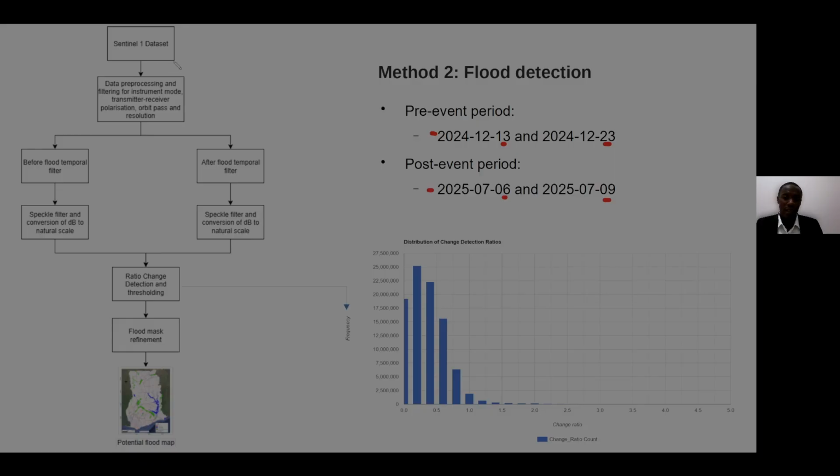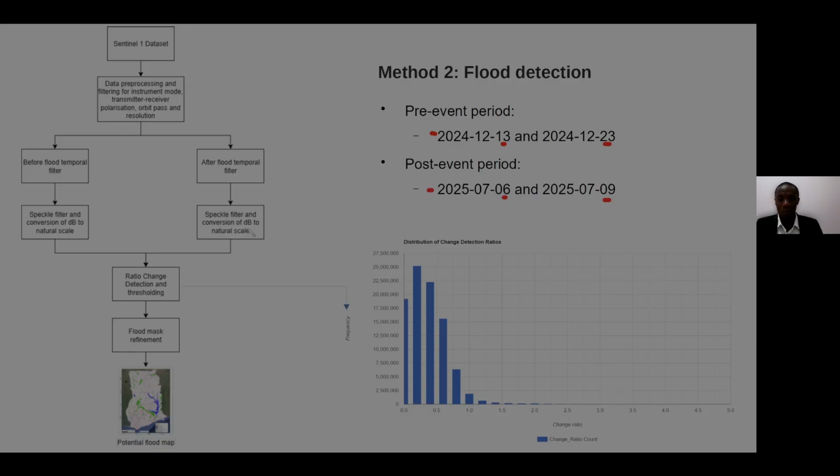Now we used the Sentinel-1 and then made a filtering for the instrument mode, the receiver polarization, VV, vertical transmit, vertical receive polarization, ascending orbit pass, and then 10-meter resolution. And then we filtered for the post-event and then the pre-event periods.